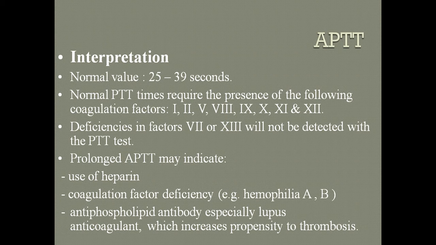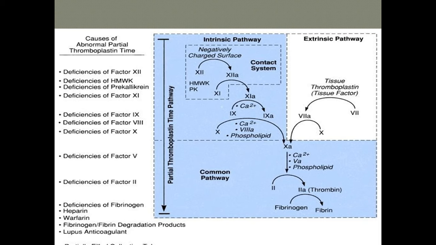And we do this test to check the working of the coagulation factors that are first, second, fifth, eighth, ninth, 10th, 11th, and 12th. Deficiency of factor 7th and 13th will not be detected with this APTT test. If there is a prolonged APTT time, that means there will be deficiency of these factors, that are factor 12th, factor 11th, factor 9th, factor 8th, 10th, 5th, 2nd and so on.